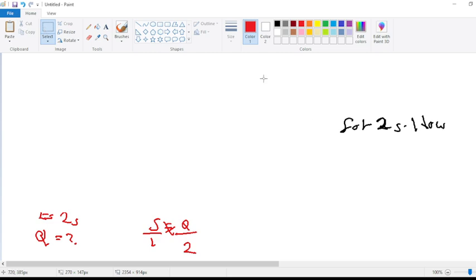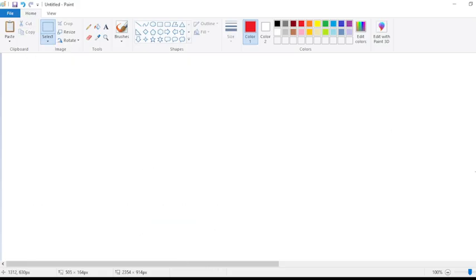Okay, we erase this one. So know the definition, the SI unit, and the formula, then you are good to go for you to solve chemistry or physics questions. Okay.